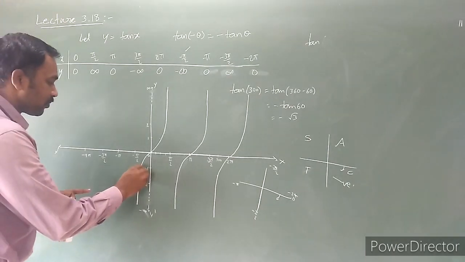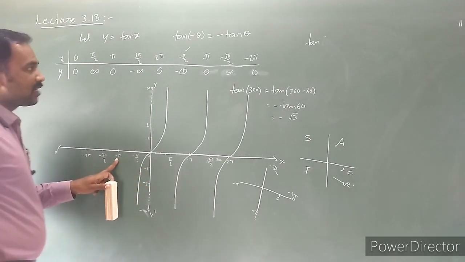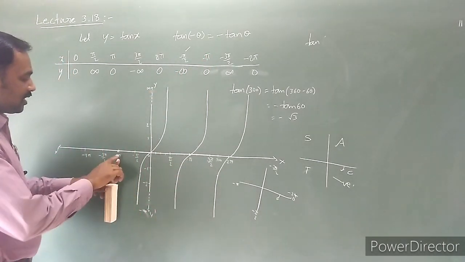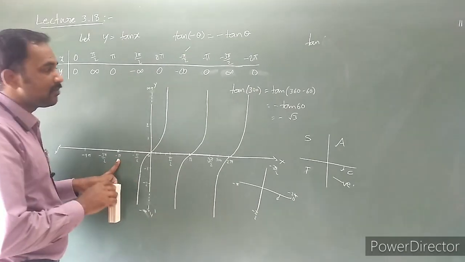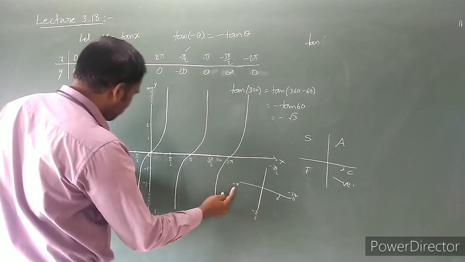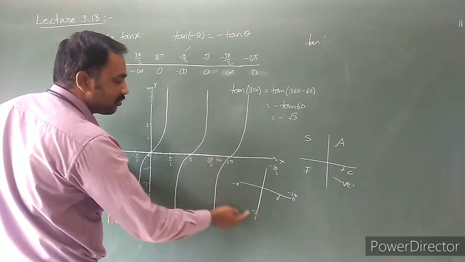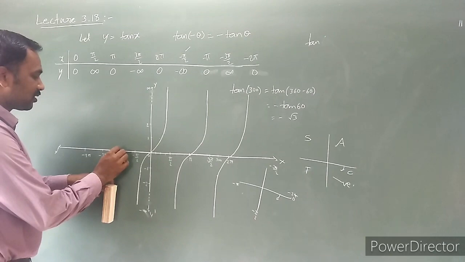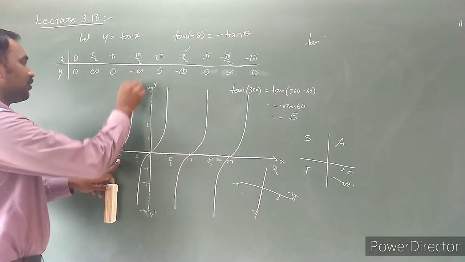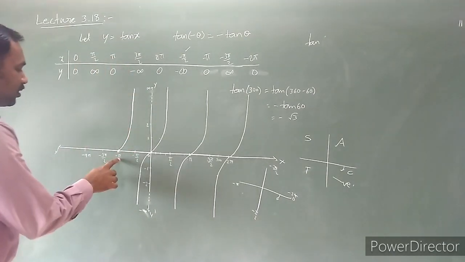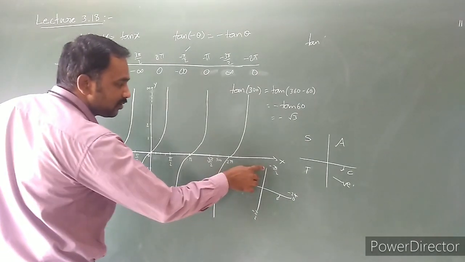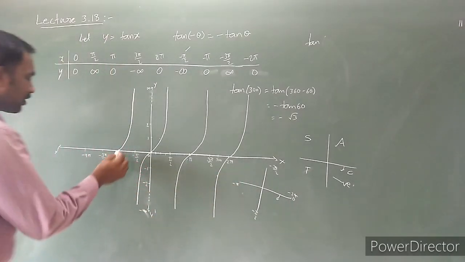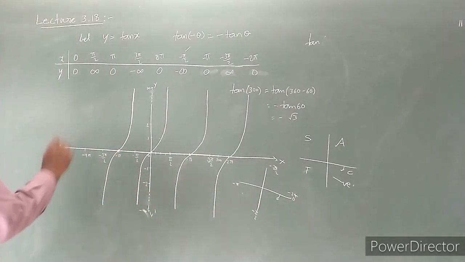Okay, come to here. Minus pi comma 0, what is the minus pi comma 0 point on the x axis? It will be minus pi to minus pi by 2, which quadrant? Third quadrant. In the third quadrant tan is positive, so the values will come in this manner. And minus pi to minus 3 pi by 2, which quadrant? Second quadrant. In the second quadrant tan values are negative.